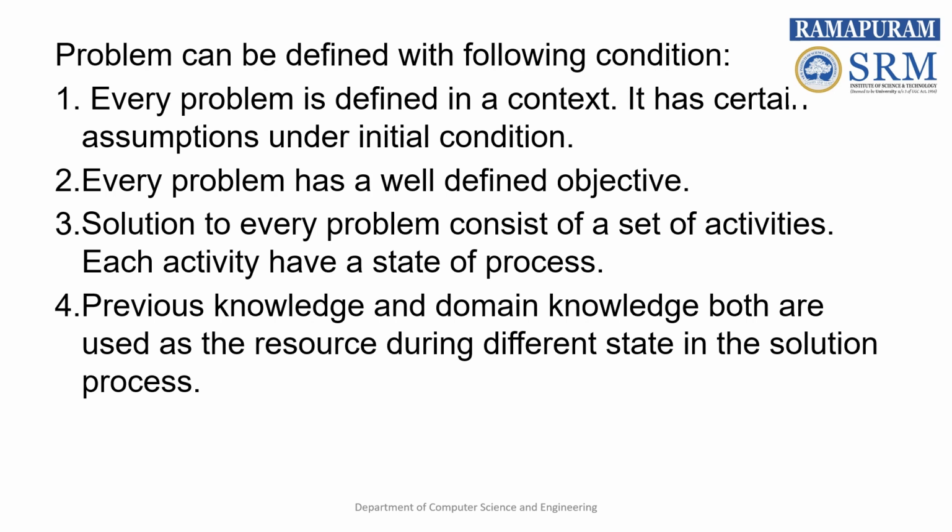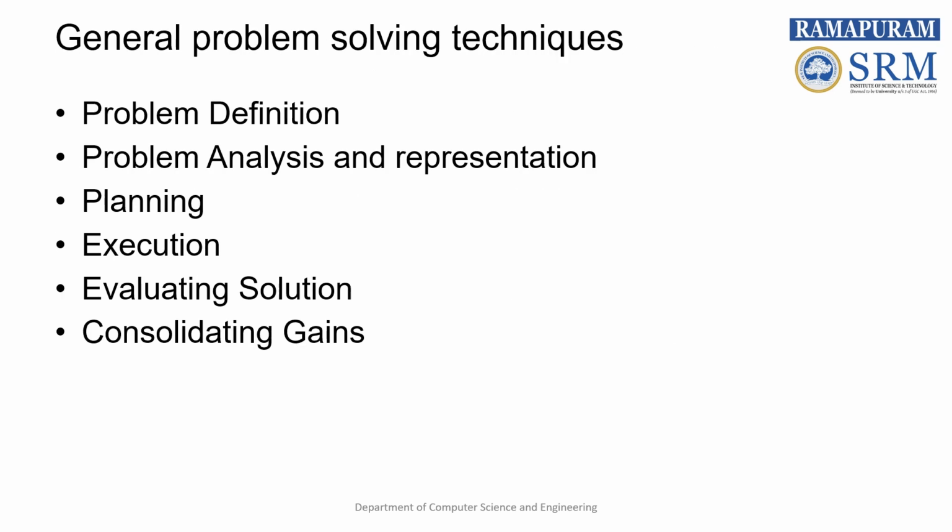Previous knowledge and domain knowledge are both used as resources during different stages in the solution process. So the primary objective in the solution process is problem identification. The problem identification makes the problem space boundary. As in the previous slide, the first one is problem identification. By using this, we mark the space boundary. This precisely tells us what the achievable goal is and what information is used during the solution process.